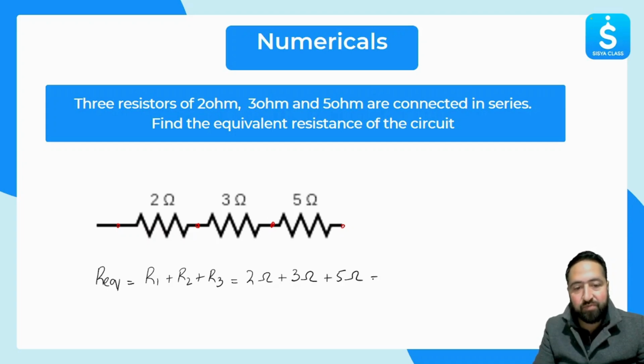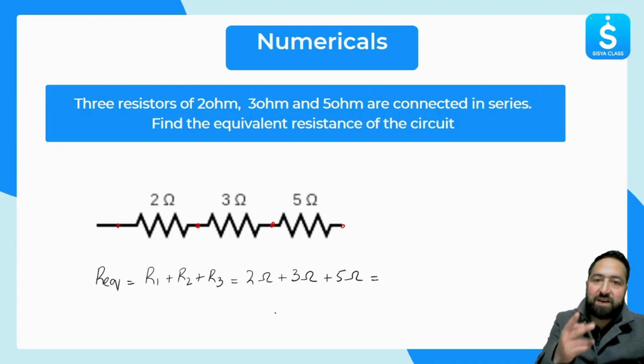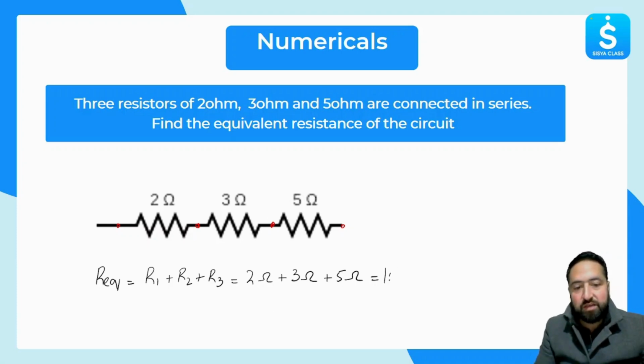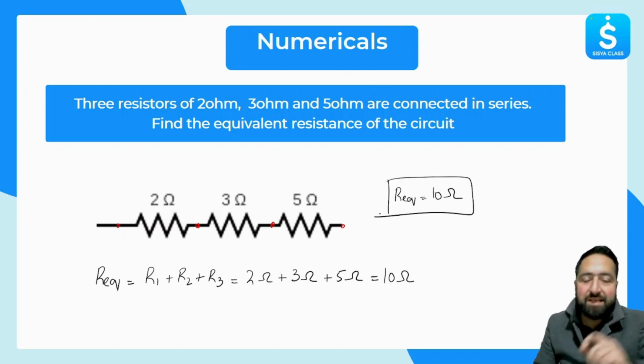That's nice. So 2 plus 3 is 5, 5 plus 5 is 10. So what will be the net resistance here? What will be the equivalent resistance here? It is very simple. It will be 10 ohms. See, I started with the most basic question, such that when I go to the mixed problems, you'll be able to understand that very easily.